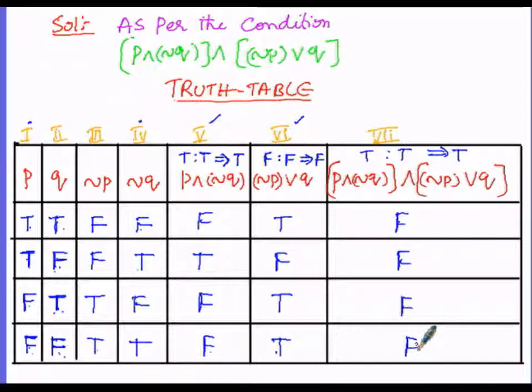Since the truth values of the last column are false, therefore the given statement, that is P and negation Q and negation P or Q, will come under the contradiction.